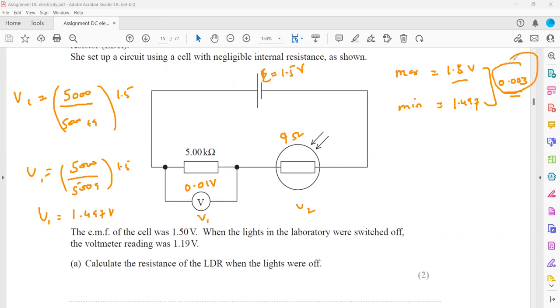Why can this change not be recorded? Because it is smaller than the accuracy, or the least count, of this voltmeter. That's why this circuit is not accurate enough to measure the resistance of the LDR. The voltmeter will not record this change. It will show the same reading even when the lights are switched on. As the resistance of the LDR decreases, the voltmeter reading will increase, so the potential across the LDR becomes less than 0.01, and the voltmeter won't be able to record that voltage.